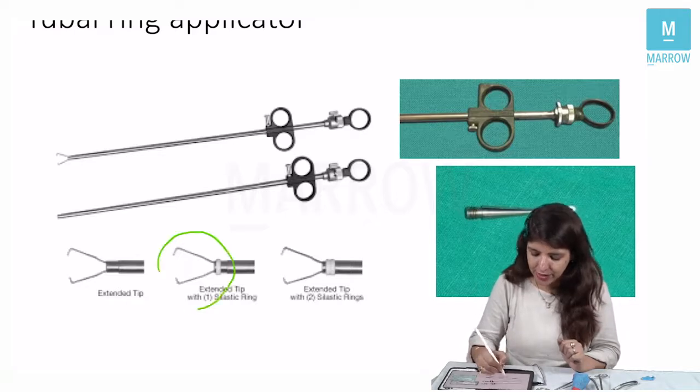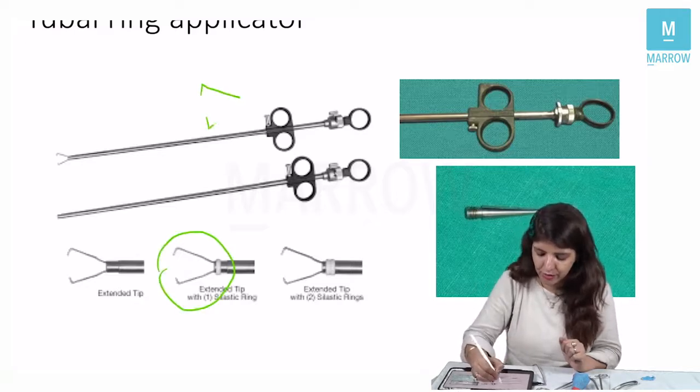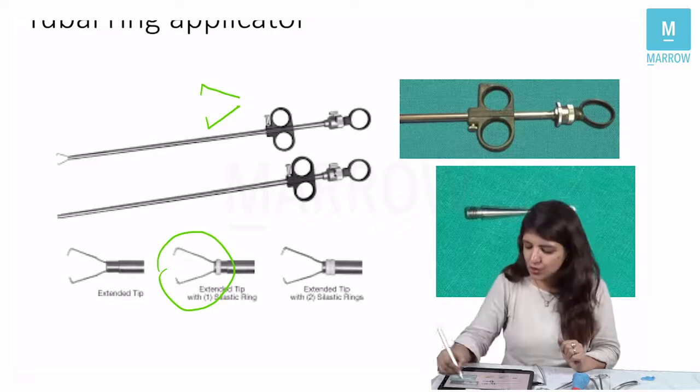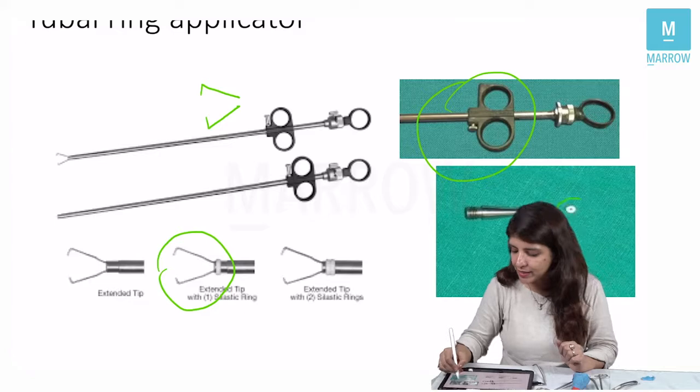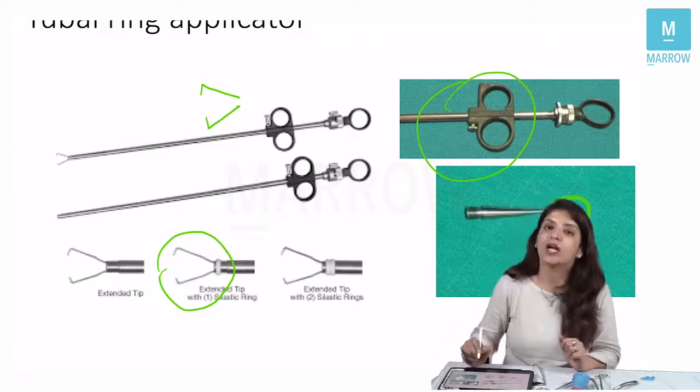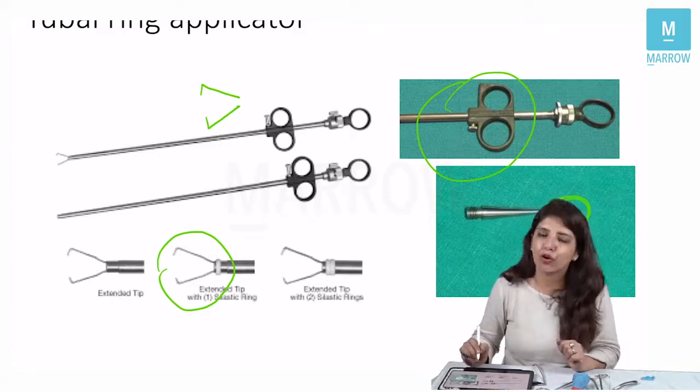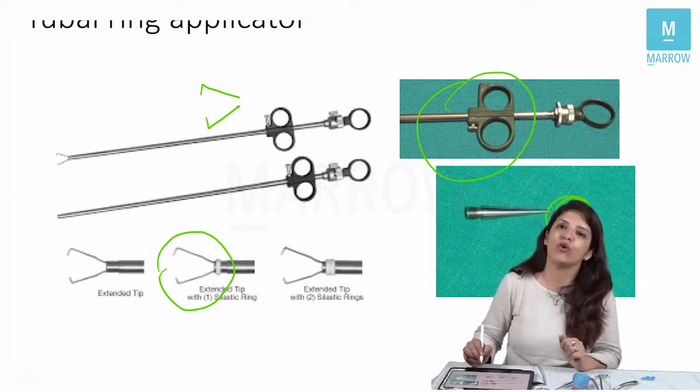This end, these are the prongs, right? And this over here is the proximal end where your fingers are going to go, and this is a Falope ring. A Falope ring is made up of silicon, but it has got barium sulfate, which makes it radio opaque.